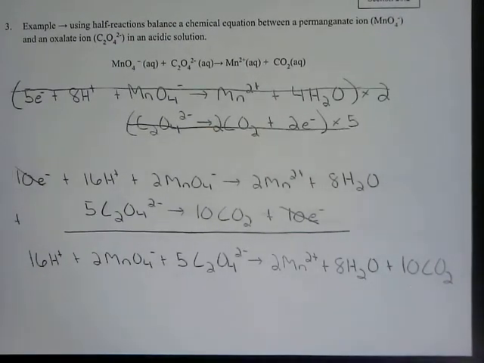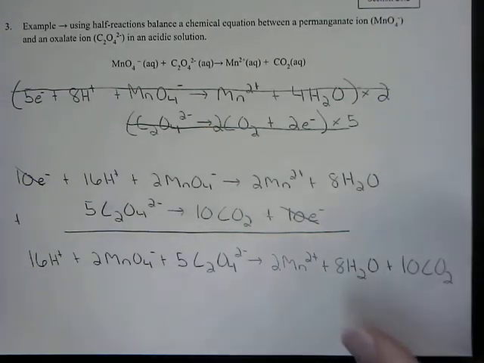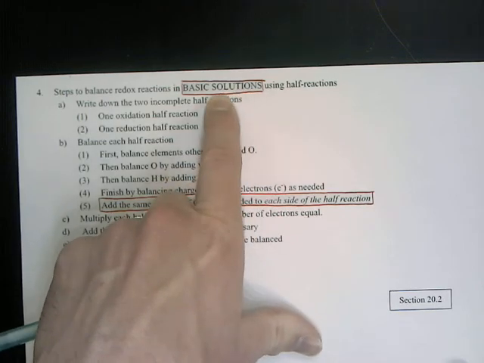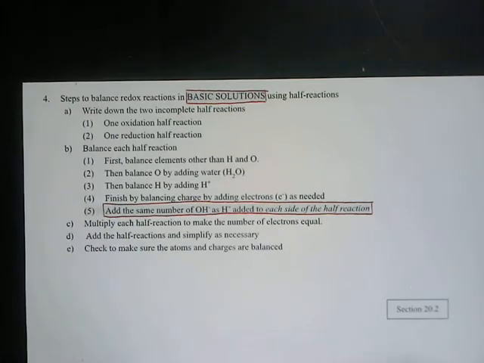Now, one thing that we have not talked about is what happens if we balance via a basic solution. So our steps look very, very similar, except this. Number one, I have this outlined in red because this is basic solution. So we're going to split our reactions into the oxidation and reduction half reaction. We're going to balance everything except H and O. Then we're going to balance O's by adding water. H's need to balance out by adding H+. We balance those electrons. And then we have this fifth step.